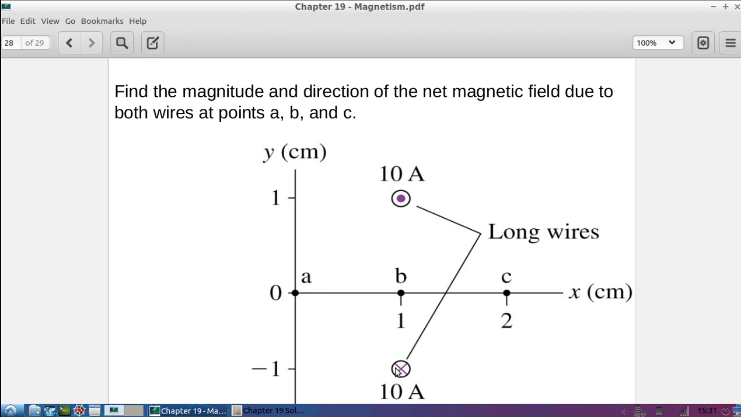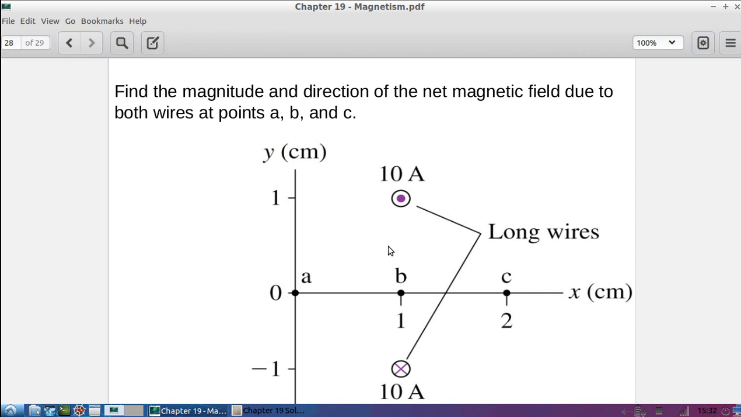So we want the magnitude and the direction of the net magnetic field due to both wires at all 3 of these points, A, B, and C. A is the origin, B is (1, 0), and C is (2, 0). So let's use the right hand rule for both of these wires and get a sense of the direction of the magnetic fields at location A.